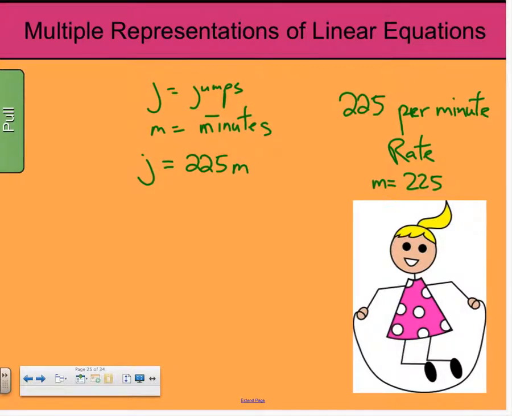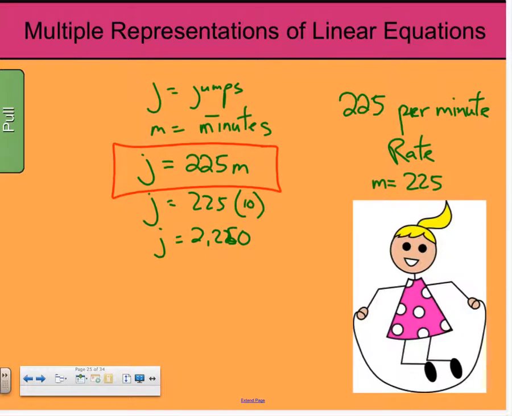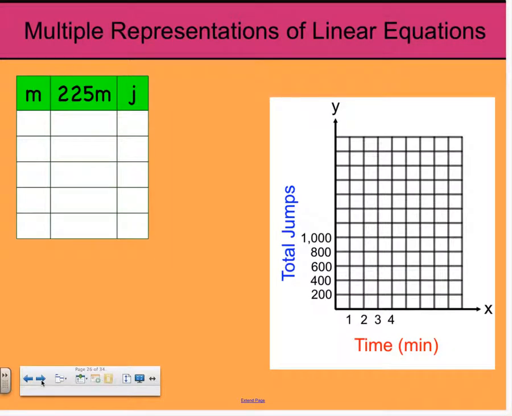If I say after 10 minutes, how much has she jumped, I should be able to just substitute 10 for the number of minutes and know that she has jumped 2,250 jumps in 10 minutes. So that does work. We were able to come up with our equation, J equals 225M. Now we've got to take that equation, and they're asking us in the next example to make a graph out of it.